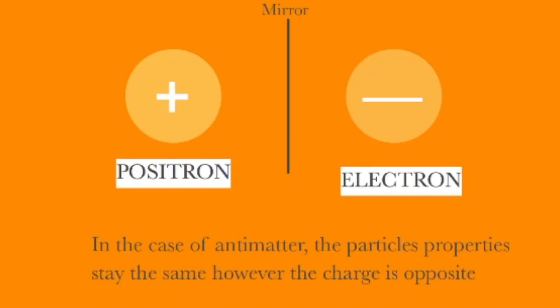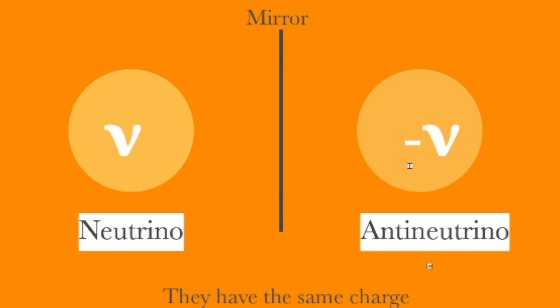In the case of antimatter, the particle's properties stay the same, however the charge is opposite. Anti-electrons, called positrons, behave like electrons, but have a positive charge. Antiprotons, as the name implies, are protons with a negative charge. Sometimes the antimatter has no charge. For example, neutrinos and antineutrinos have no charge.